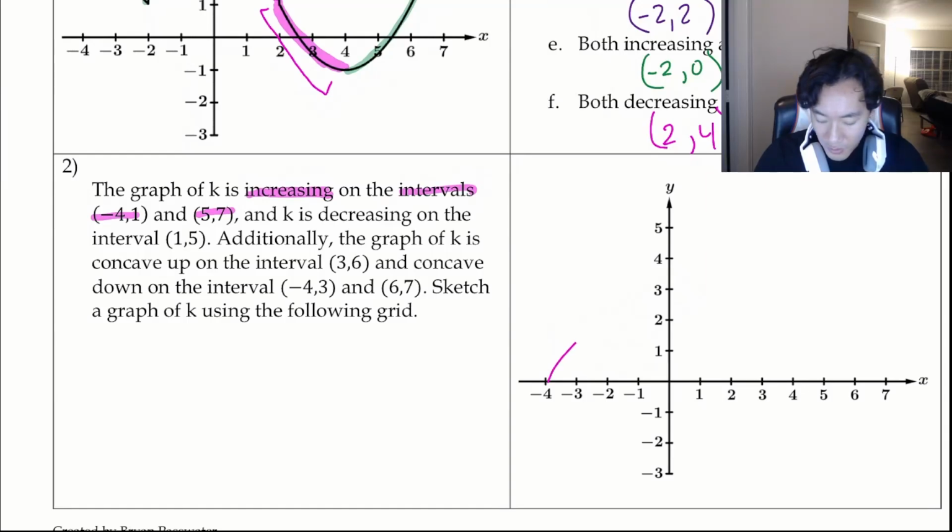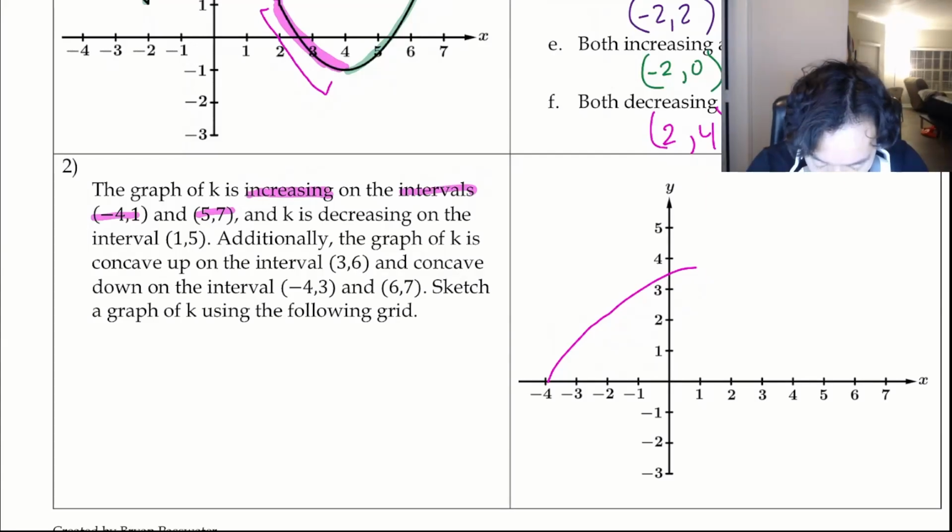I might just do it, but just a little bit curved, right? More than likely, if it's increasing only there, it's probably going to start decreasing the moment after. So that's probably going to be based on what they're describing here in a second. But I'm just going to keep it like this for right now. And then the other part that's increasing is from 5 to 7. So I might draw something similar.